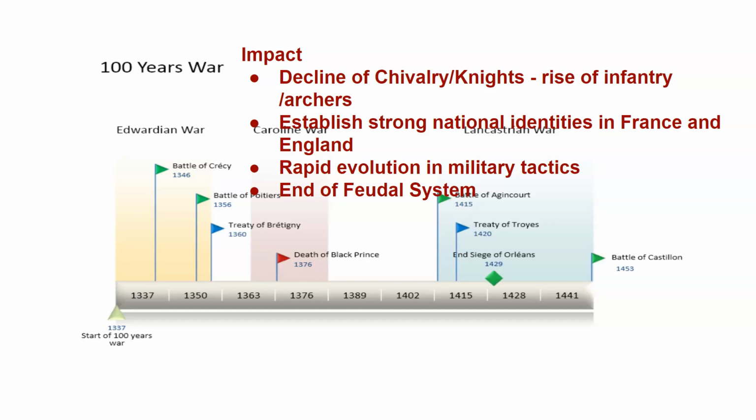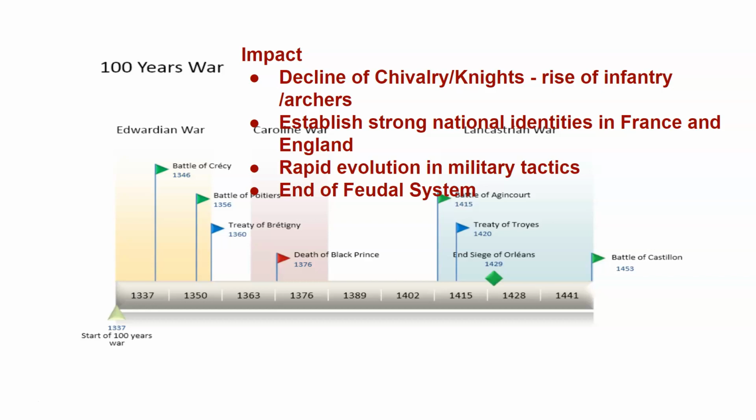It does have some fallout. It leads to a decline in chivalry and knights. Really, it's about military tactics. You go from these huge mounted knights to more of an infantry and archery based army. It leads to the establishment of strong national identities in France and England because they're no longer as intermingled as they once were. It leads to a revolution in military tactics, as I said above, and you start to have the introduction of gunpowder onto the battlefield.